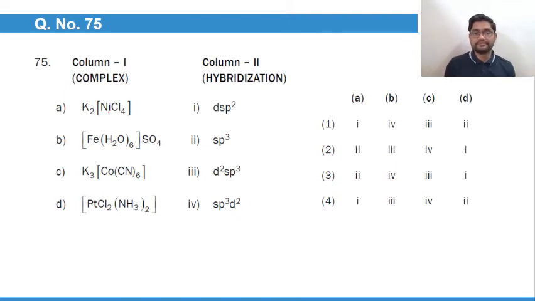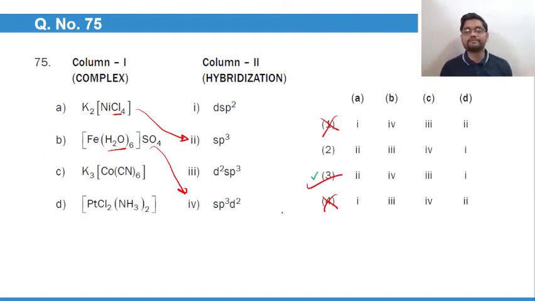75. Okay, these are the complexes. This is the hybridization. NiCl4. It is a weak field ligand, and weak field ligand means what? No pairing, and no pairing means what? sp3 hybridization. Okay, so A is 2. So this is not the right answer. Fe(H2O)6 SO4. Again weak field ligand. That means no pairing. That means H2O will go to sp3d2. That means B is 4. So B is 4. I'll go with option number 3. Okay, clear? Got it?